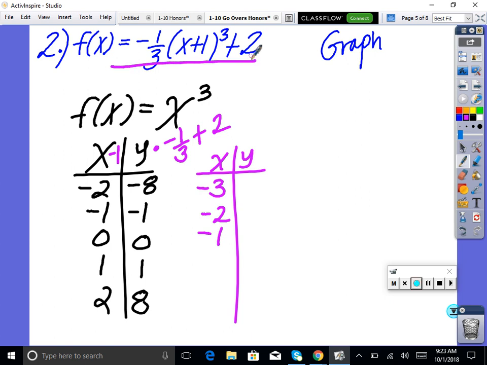Because it's the same function, just no shifts. So it'd have to be x cubed. Okay, gotcha.